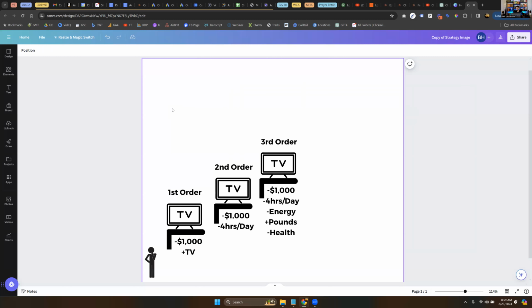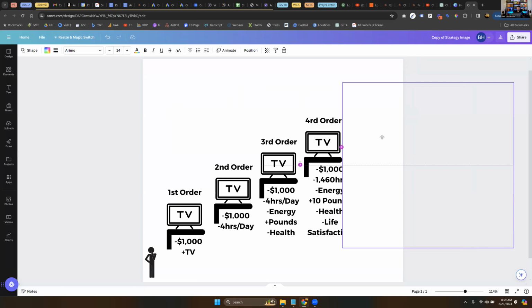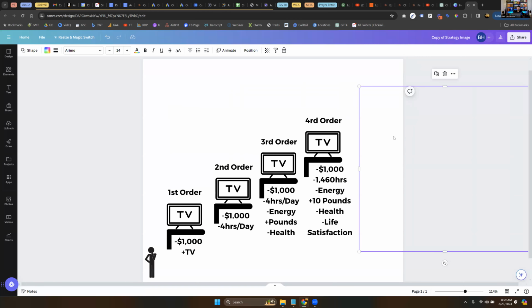Pretty good. Okay, so then we've got third order. Well, now we're losing energy, we're gaining pounds, our health is deteriorating. I mean, this is just looking like an American at this point. So this isn't really crazy out there. And then if we push this even further, what do?